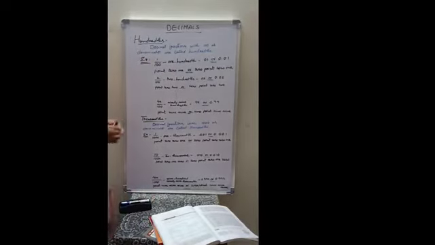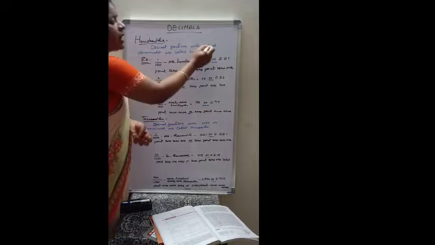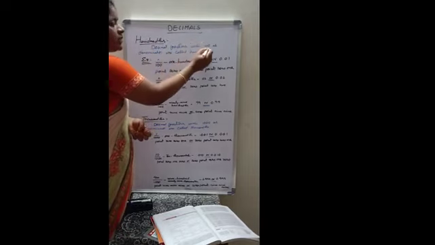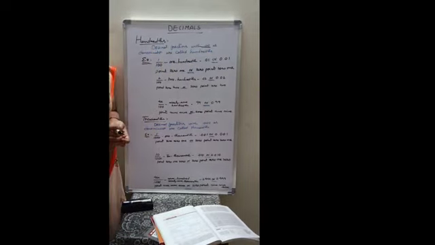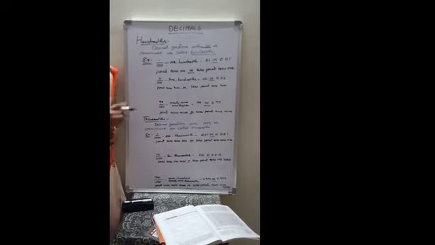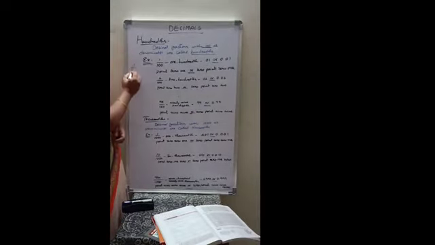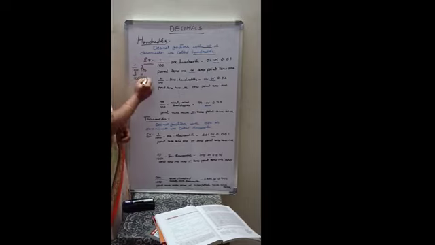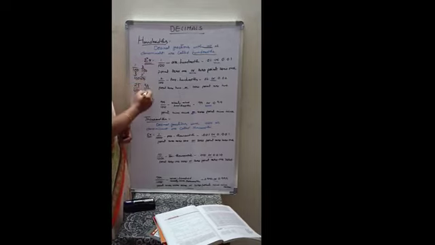Hundreds and thousands. See here, hundreds. Hundreds means decimal fractions with 100 as denominator. Decimal fractions with 100 as denominator are called hundredths. For example, 1 by 100, 2 by 100, 3 by 100, 16 by 100, 25 by 100, 88 by 100.